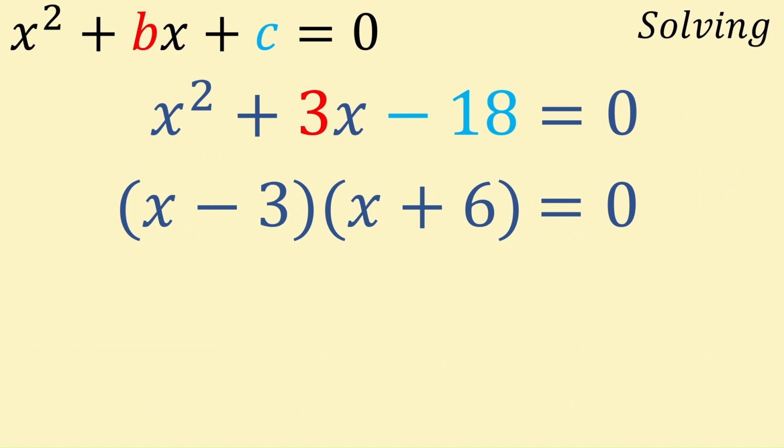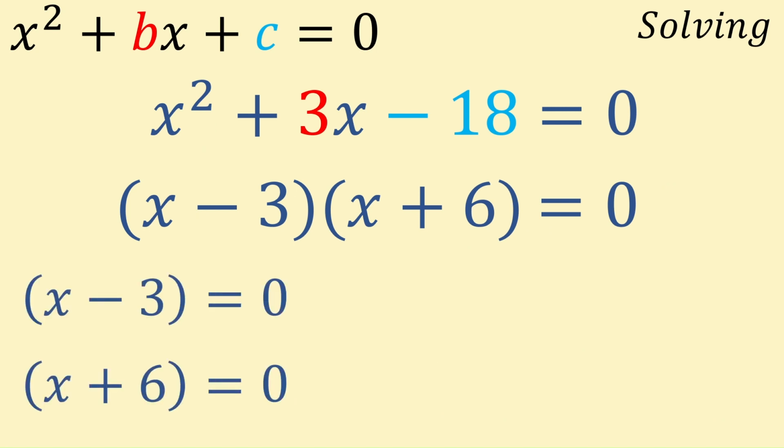To make this equation equal to 0, either the first bracket must equal 0 or the second bracket must equal 0, as anything multiplied by 0 is 0. This means if x minus 3 is 0, x must equal 3. And if x add 6 is 0, x must equal negative 6. Therefore, the solution to this equation is x equals 3 or x equals negative 6.